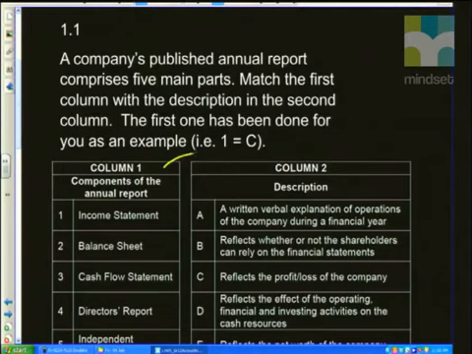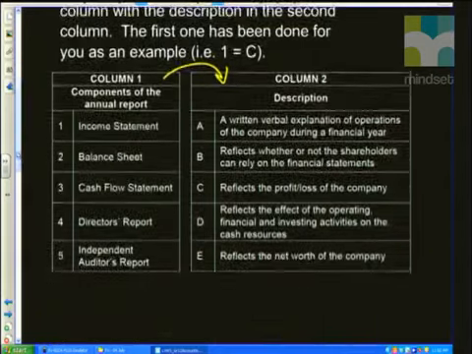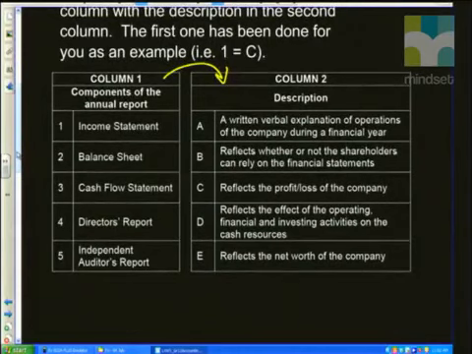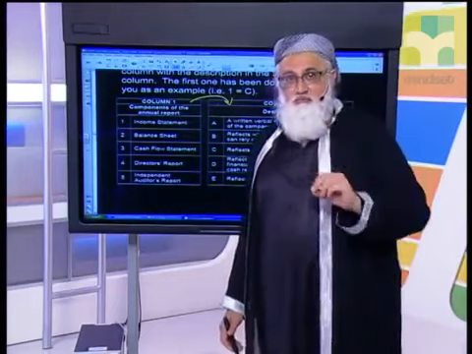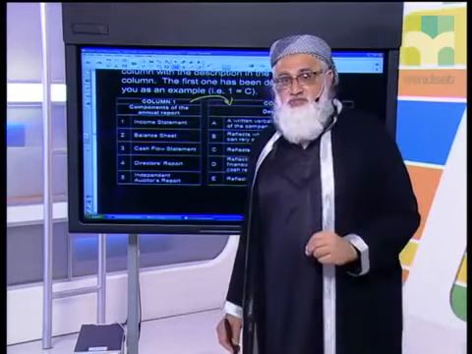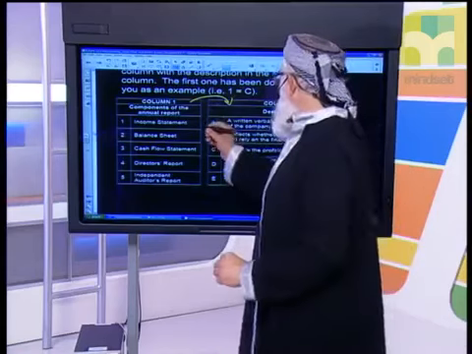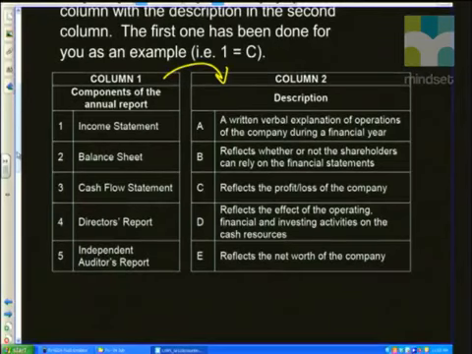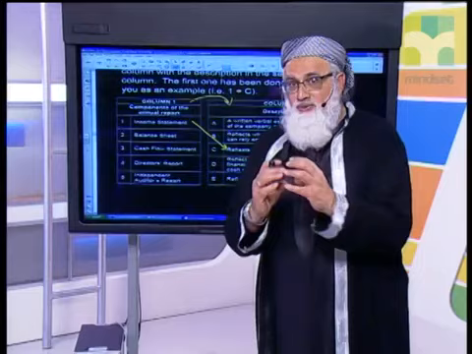So we're going to match column A with column 1 with column 2. The first one has been done for you as an example. For example, if we look at number 1, what does it say? It says there, the income statement. Now, what is the income statement? Remember, another name for the income statement is my statement of comprehensive income. Now, what is my income statement? Immediately you can see that it reflects the profit and loss of the company. Right, so immediately you can see that that one has been done for you.